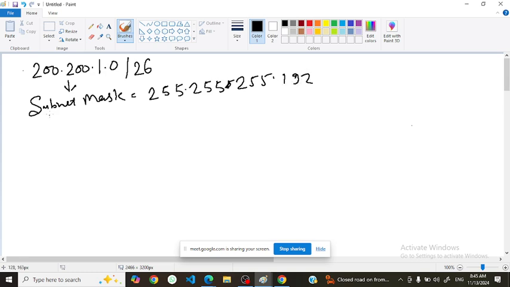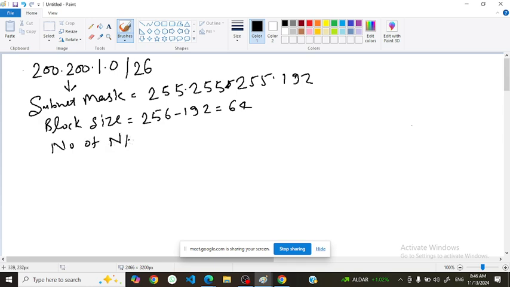What will be the block size? 256 minus 192, which is 64, the block size. Number of networks? It is 2 to the power of 26 minus 24, which is 2 to the power of 2, which is 4. Number of valid hosts per network? It will be 2 to the power of 6, which is 64.